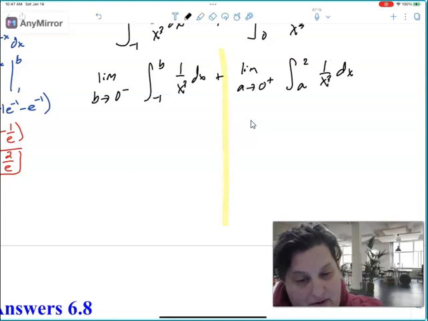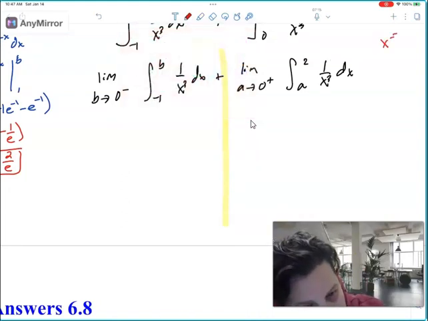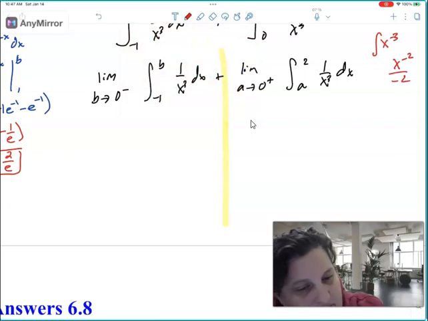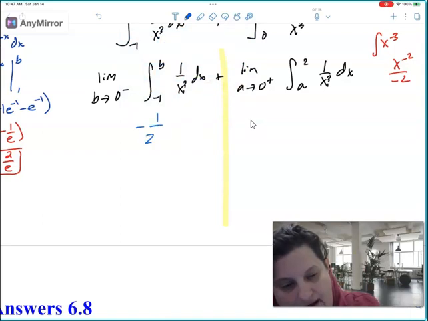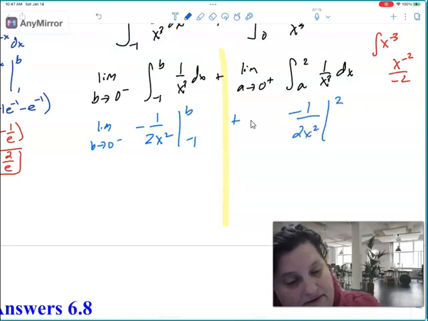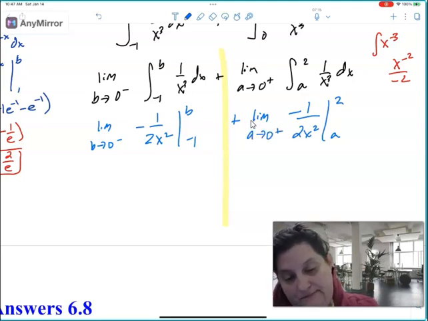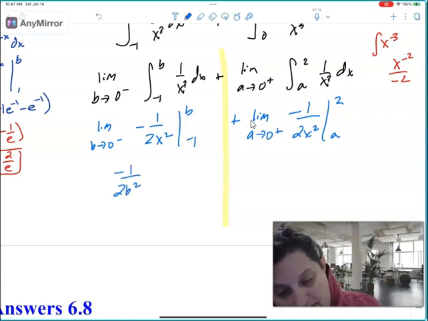Real quick, just so I only have to do it once. The integral of x to the negative 3 is x to the negative 2 over negative 2. So it's basically negative 1/2 and then an x squared on the bottom. And this one is the same thing, negative 1 over 2x squared, evaluated from a to 2. Then we do top minus bottom, so it's negative 1 over 2b squared minus negative 1/2.